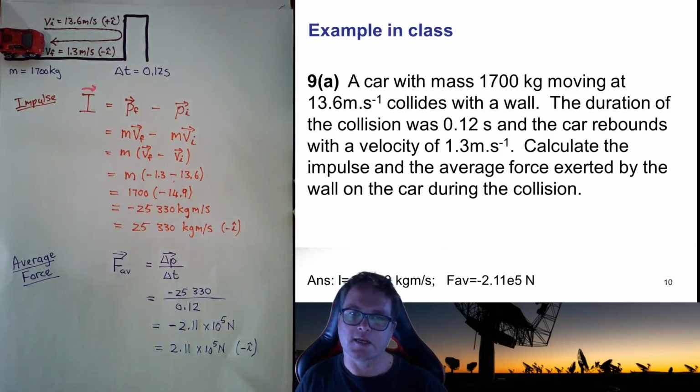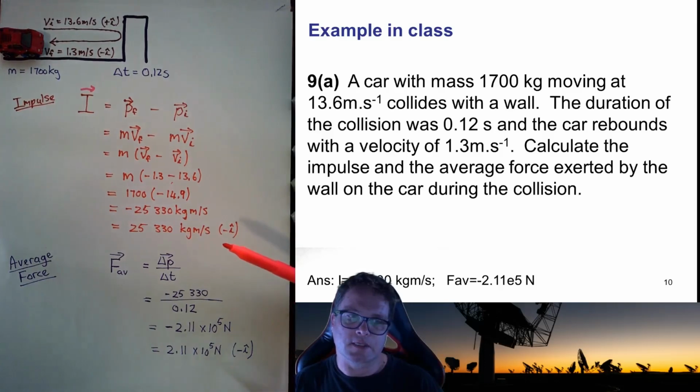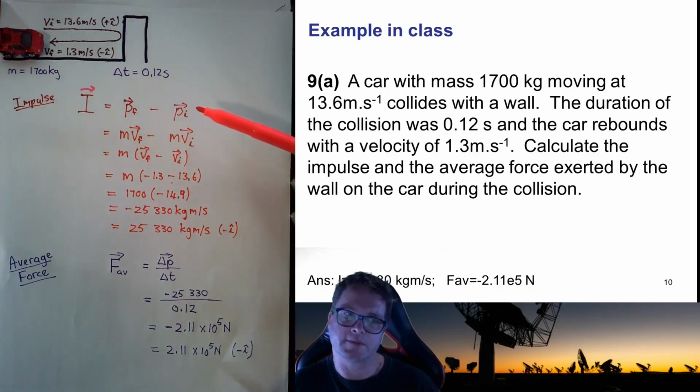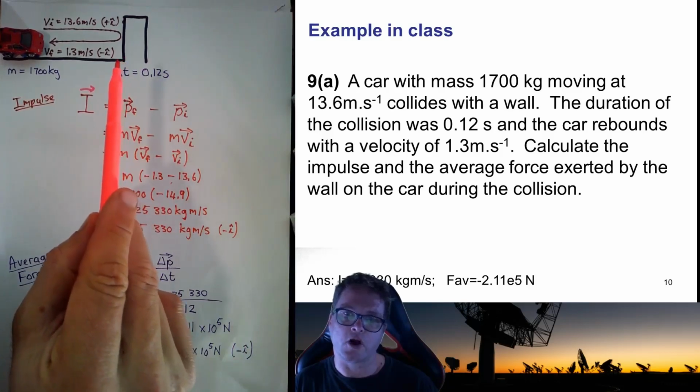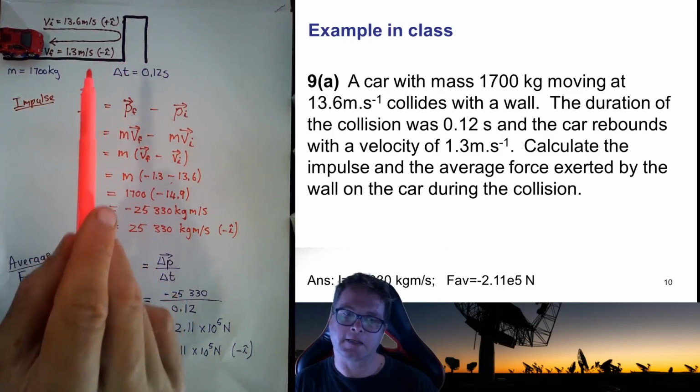We're also asked to calculate the average force exerted by the wall on the car during the collision. So we do that in the second part of the calculation. Here we use this approximation where the average force is equal to the change in momentum over time, and we saw the change in momentum is the same as the impulse. We have a value for that, remembering to include the negative sign. We know that the time is 0.12 seconds, and this allows us to calculate the average force acting on the car as 2.11 times 10 to the 5 newtons. Of course, the force of the wall on the car will be in the minus i hat direction.